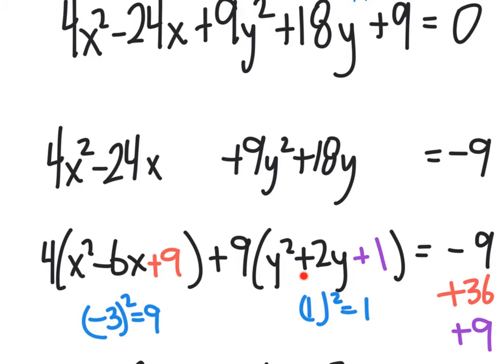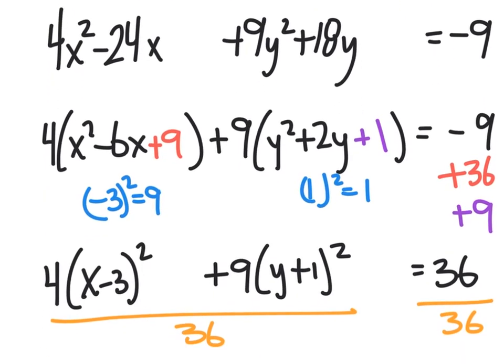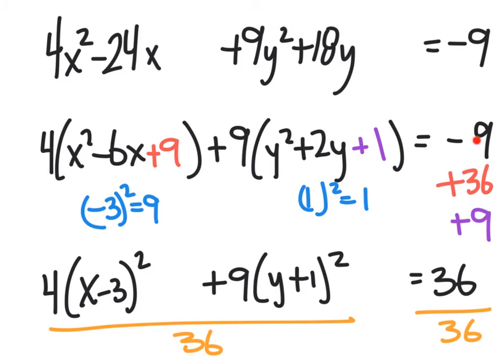Similarly, over here, take half of the middle term, that's 1. Square it, that's 1. Add it. So this is going to be a perfect square. However, I didn't just add 1, I actually added 9 times 1, so in purple plus 9. Aha! Okay. So on the right-hand side, negative 9 plus 36 plus 9 gives us 36. Over here, y plus 1 squared and x minus 3 squared.